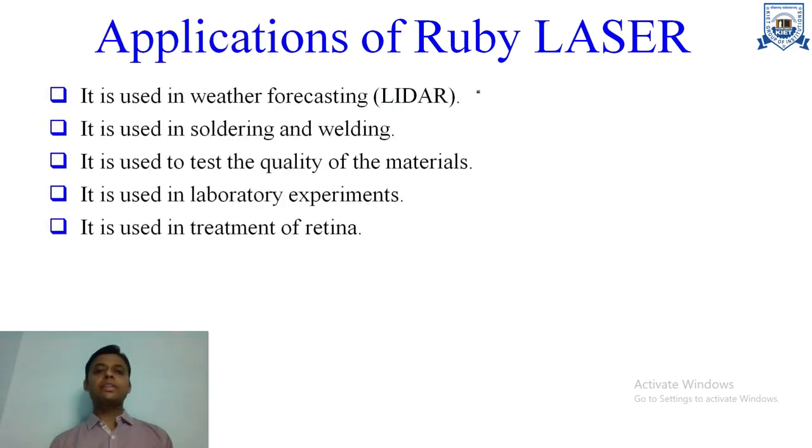Now, applications of the ruby laser. The ruby laser is used in weather forecasting, that is LIDAR, light detection and ranging. It is used in soldering and welding. It is used to test the quality of materials. It is used in laboratory experiments. It is also used in the treatment of the retina.